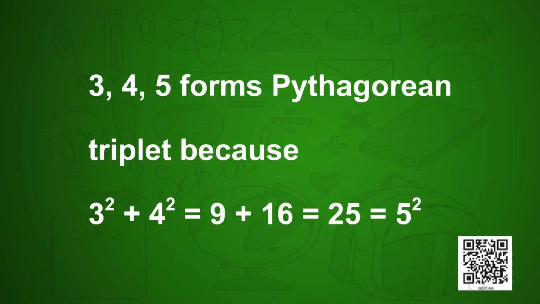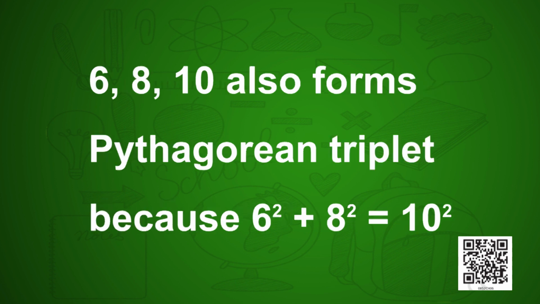Students, now let us observe some examples of Pythagorean triplet. The numbers 3, 4 and 5 form a Pythagorean triplet because 3 square plus 4 square is equal to 9 plus 16, that is equal to 25, which is nothing but 5 square. So, it satisfies our condition A square plus B square is equal to C square. Let us consider another example.